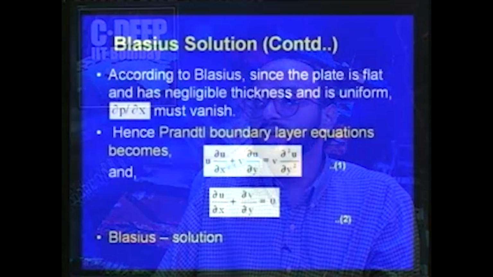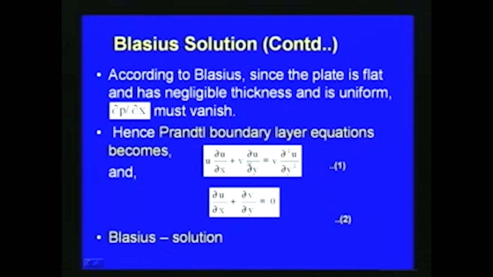So, Blasius reformulated the Prandtl boundary layer equations, and the Prandtl boundary layer equations were changed in this way. He wrote u ∂u/∂x + v ∂u/∂y = ν ∂²u/∂y².